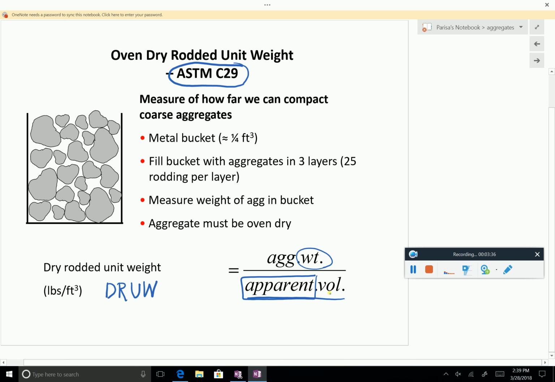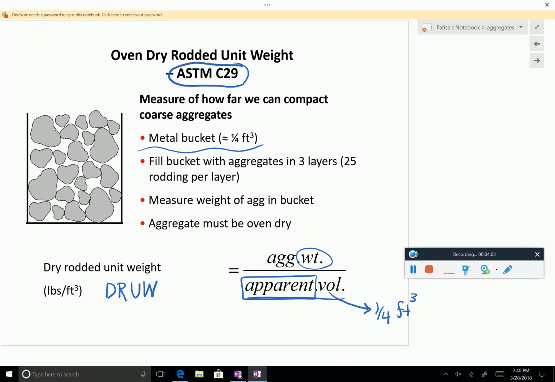How much is the apparent volume here in this test? It is basically the volume of the bucket. It's 1/4 cubic feet. Right? You fill that up. You don't care how much void there is in between the aggregates.